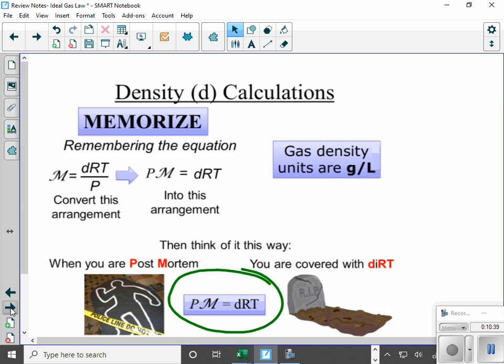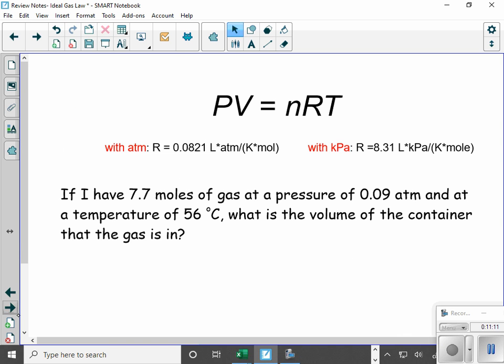Now, we know P is pressure. M is the molar mass. D is the density. R is the constant. T is the temperature. So it's just a little bit of a variation from PV equals nRT. This is PM equals dirt. So those are the two equations that we're going to need to do these ideal gas law calculations.